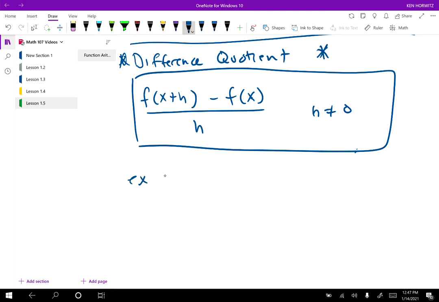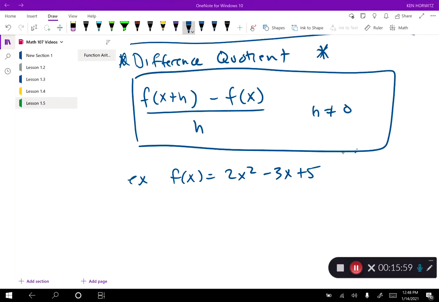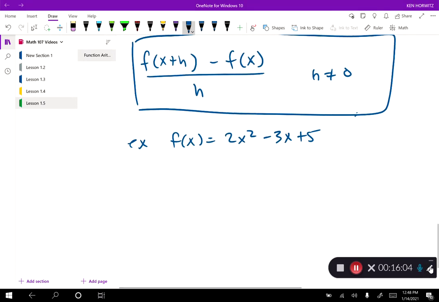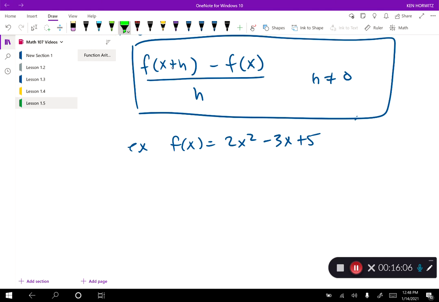So here's my example. I'm going to say f of x equals 2x squared minus 3x plus 5. So the first step I want to do is find f of x plus h. Now, like I said, people try to take on too much a lot of times. Let's just focus on one thing, finding f of x plus h.